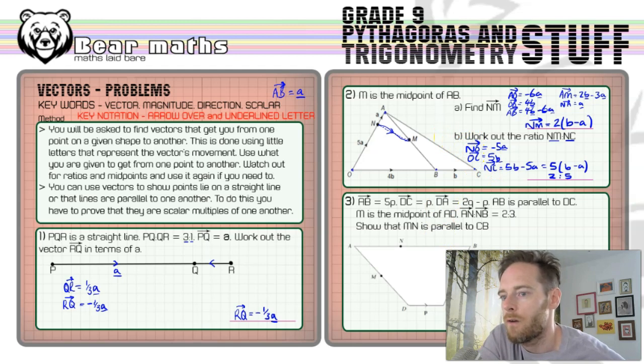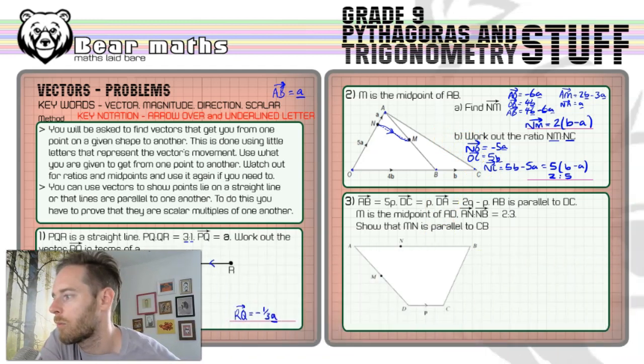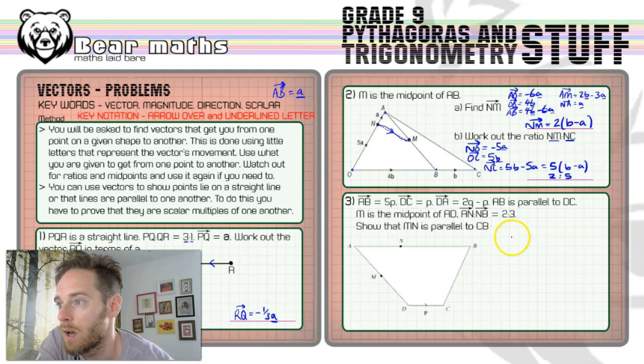Let's have a look at this third and final question in this particularly tough topic and tough series of questions in the Pythagoras and trigonometry section. So what we've got here, A to B, there to there, is 5p. It's not labelled on there as 5p. We've got D to C is p, and that one is labelled on there. And then we've got D to A, which is 2q minus p. Again, that's not labelled on there. And A to B is parallel to DC. So what we've got there actually is a trapezium, because this line's parallel to this.